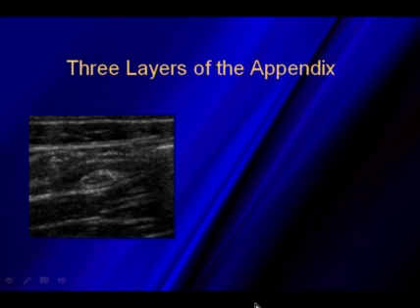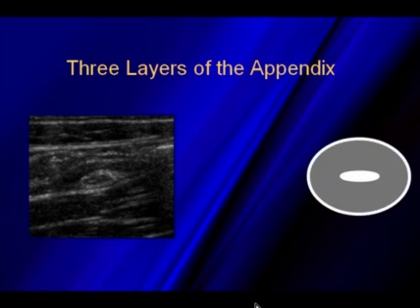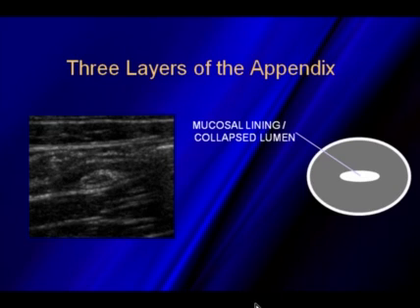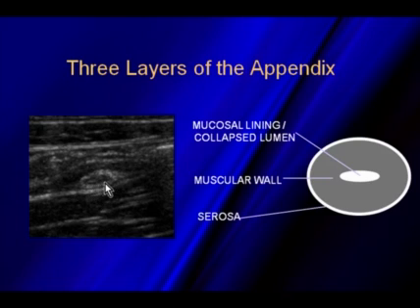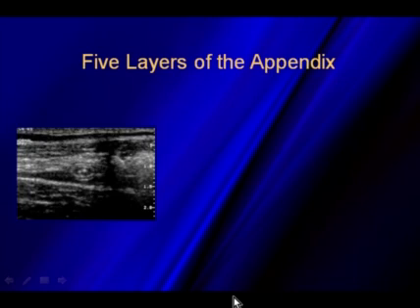Looking at the normal anatomy of the appendix, there are 3 layers that we can see sonographically. The first is going to be the echogenic lumen. So when the lumen is collapsed, you'll see just a very thin slit right across here that is the collapsed lumen. There's then a muscular wall that is this more hypoechoic area surrounding it, and the outer layer of the appendix, or the serosa layer, is an echogenic layer that we can see surrounding it.